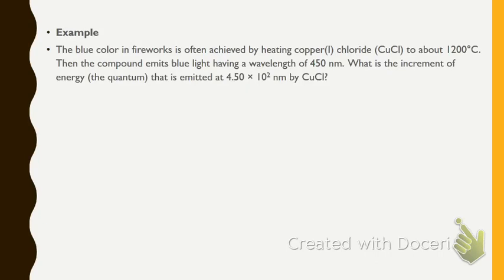The blue color in fireworks is often achieved by heating copper chloride to about 1200 degrees Celsius. It emits a blue light at 450 nanometers. What is the increment of energy, or quantum, that is emitted at 450 nanometers? So there's two things we can do here. We have the speed of light equation, which we just used a while ago, and so we have c is equal to frequency times wavelength. And then I also know that I have this particular equation.